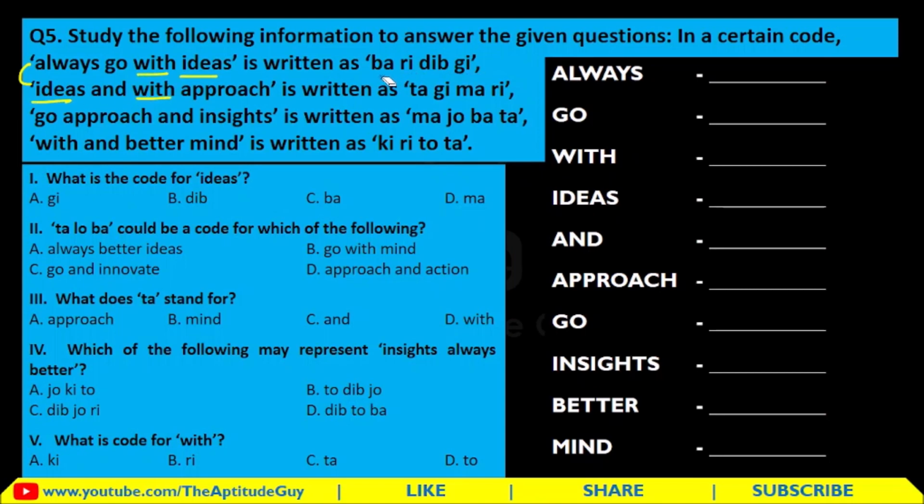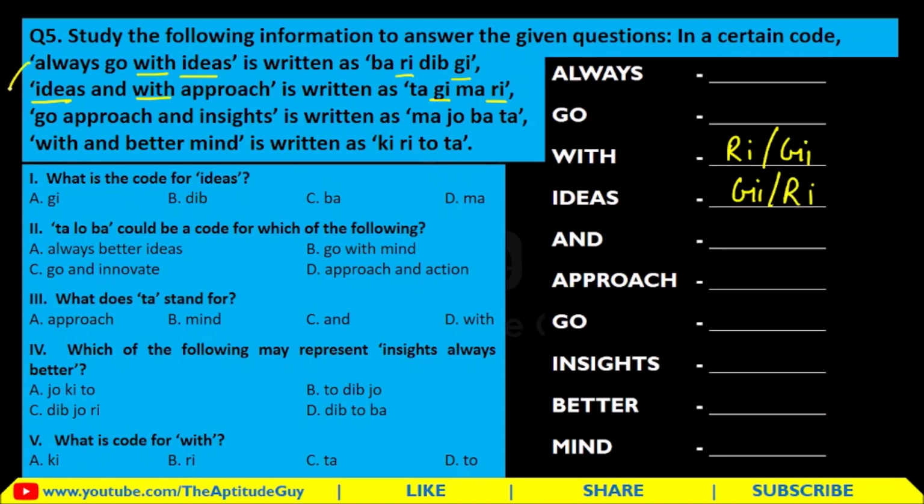In the coded version, ba, not there. Re, yes, re is there. Dib is not there. G is there. So with and ideas, we have re, gi, or gi, re. These are the codes. Alright.